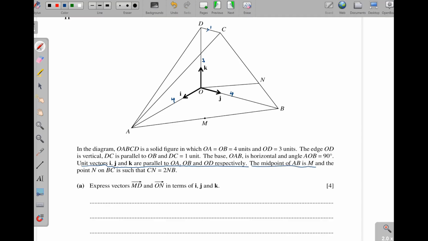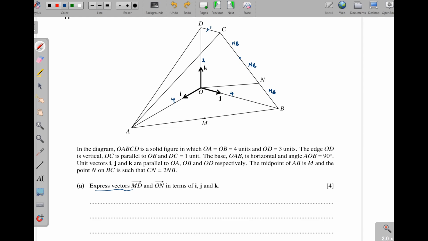The midpoint of AB is M, and the point N on BC is such that CN is equal to 2NB. So if this is your NB, then we have 2 NBs here. So there is an NB there and then an NB there. What does this mean? CB has 3 NBs, not so? Okay. Now, let us find here what they are saying.